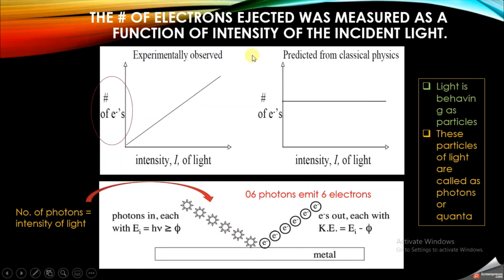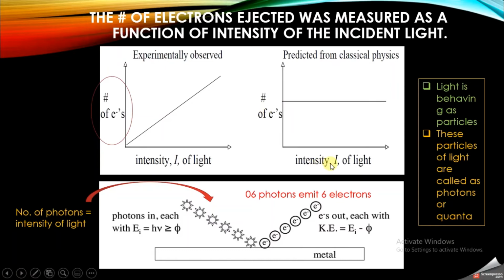Then we can also draw another graph, where the number of electrons is plotted on the y-axis and the intensity of light on the x-axis. The intensity of light does not affect the energy of electrons, but it does affect the number of electrons coming out. When we have a high intensity of blue light compared to a low intensity of blue light, the number of electrons increases linearly. In classical physics, there was no such relationship between the number of electrons and the intensity of light.